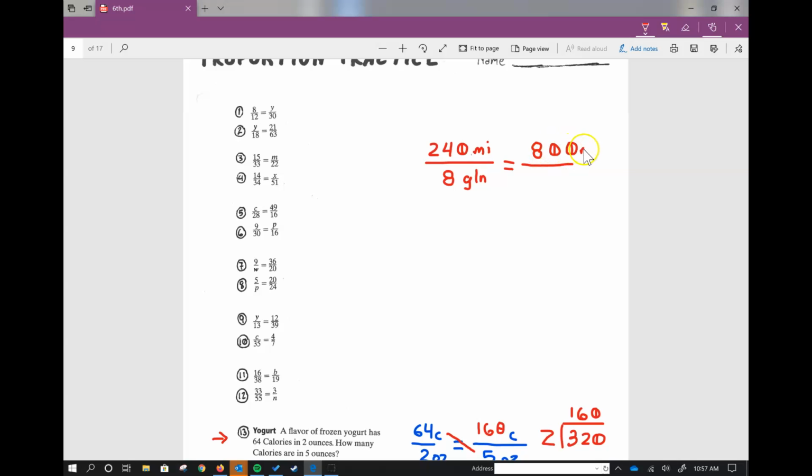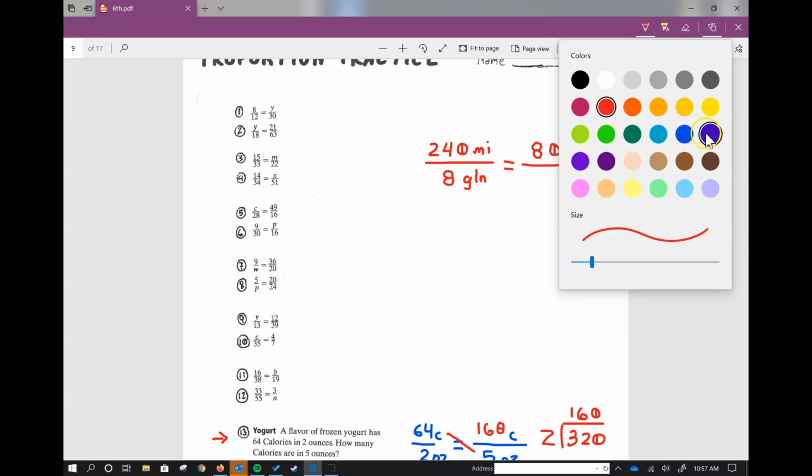Now, I want to point out what I said down below. Miles and miles are both on the top. I can't have miles on the top here and miles on the bottom over here. If I put miles on the top on the left, miles have to be the numerator on the right. That means that if gallons are the denominator on the left, then my unknown number, the number of gallons of gas I need to go 800 miles, has to be the denominator on the right. The type of measurement, your units, have to both be on the top, both be on the bottom. You can't flip them around.